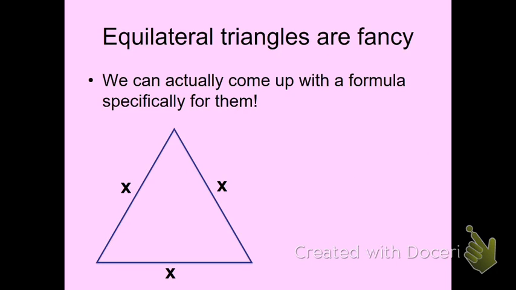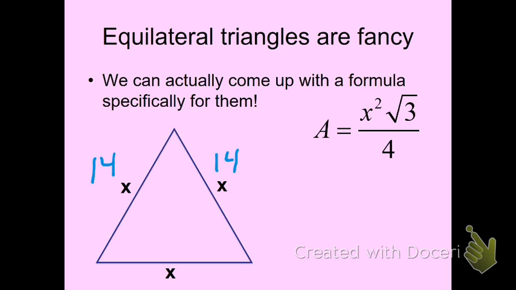Now in that last example, it was an equilateral triangle. This would be a good time to talk about this formula, and that is special to equilateral triangles. It's x squared, where x is the side length, times root 3 divided by 4 gives you the area. So in the previous example, since the perimeter was 42, we could have just plugged 14 in there and did 14 squared root 3 over 4, and that would have simplified down to 49 root 3.